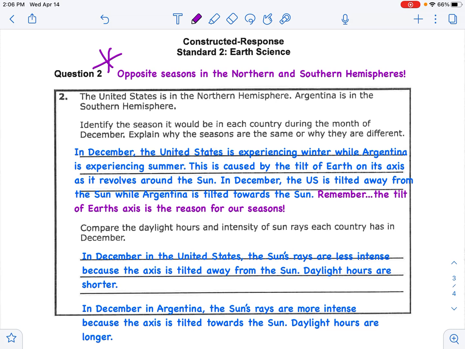And the tilt of Earth's axis is going to determine the season, because are we receiving a lot of direct sunlight, intensity? If we're tilted toward, if we're tilted away, we're getting less intense sunlight, not as long of daylight hours, and not as much time to heat up the planet on that hemisphere.